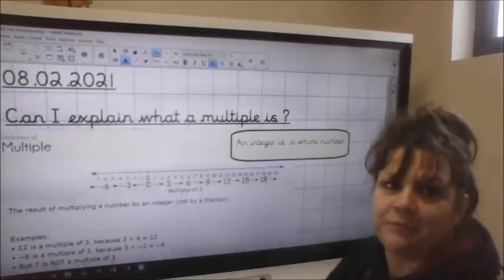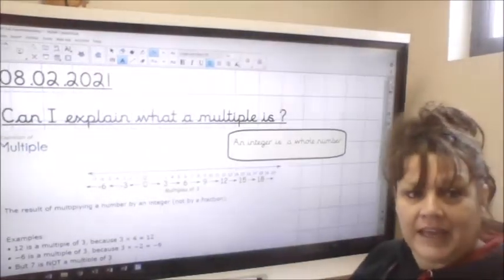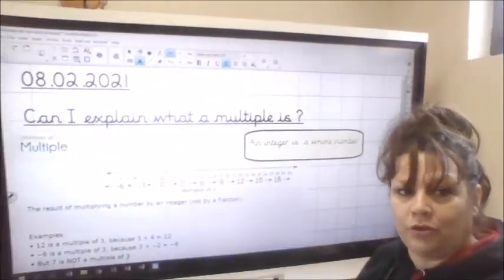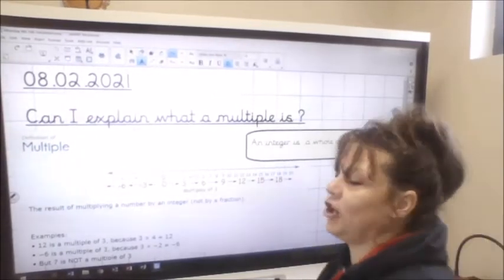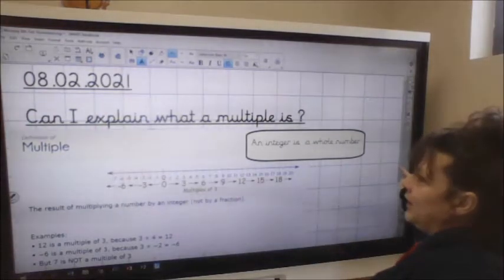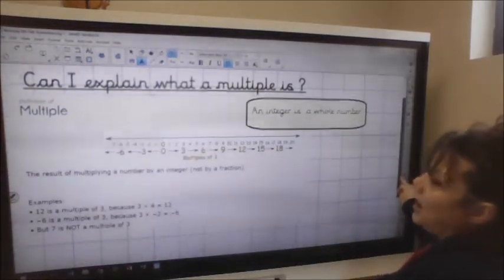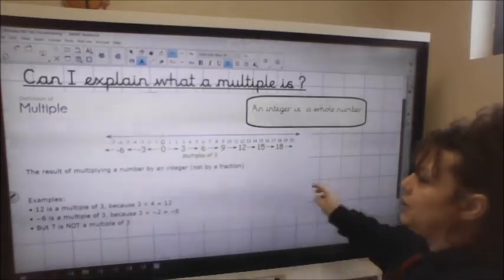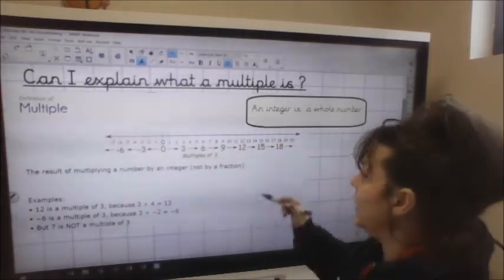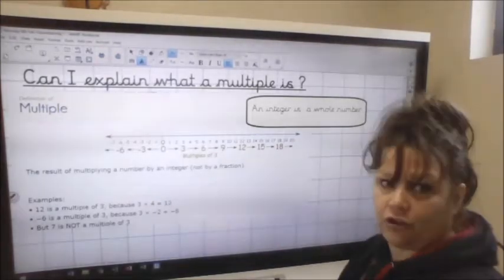Right. Let's have a little look then at what we're going to be doing today. So we're going to be having a little look at multiples today. All right, multiples. So we've got a little bit of a definition on the board about what a multiple is. It says it's the result of multiplying a number by an integer. And that is a whole number. I've given you the definition there, not a fraction.